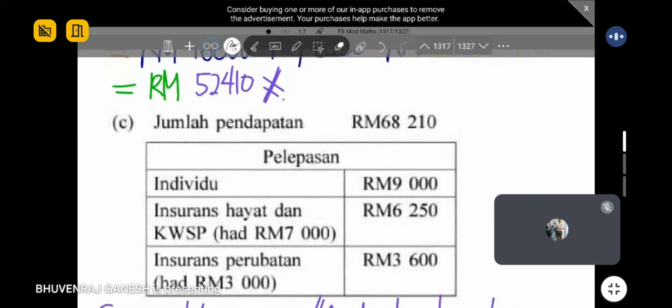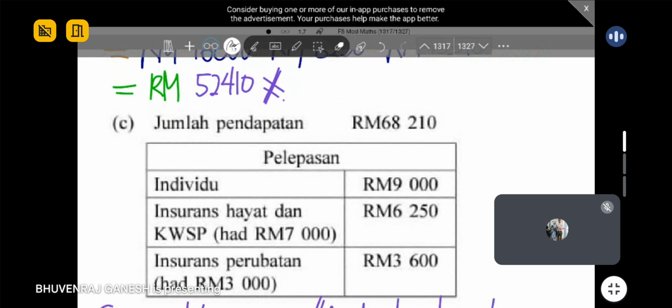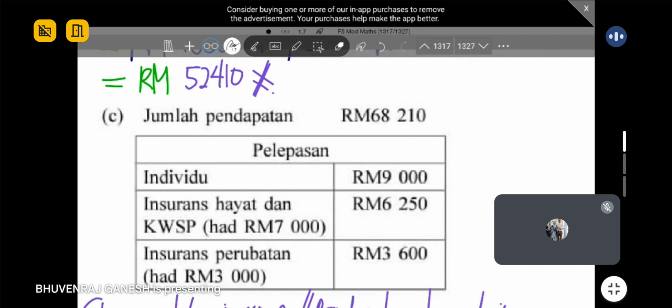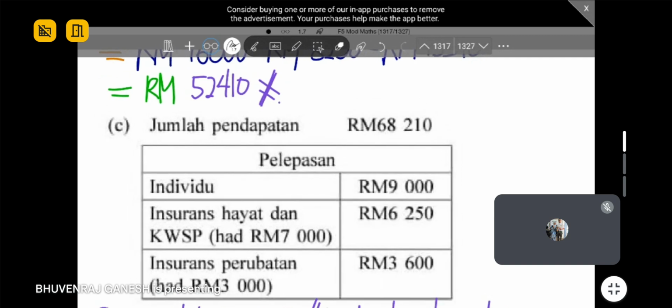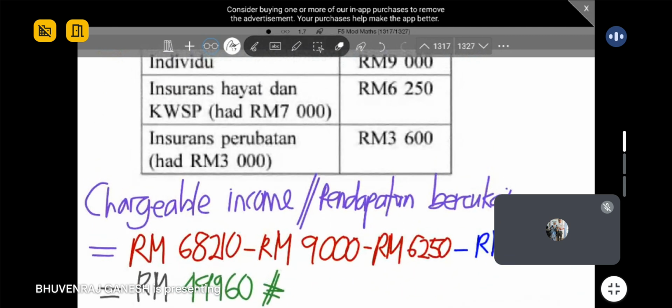Okay. So third type of question. This one is a bit different. So can you all try and see, guys? Soalan macam ni, berapa pendapatan bercukai kamu? What is your chargeable income for this situation? For those who take English, hopefully you understand all the meaning here. It's actually the same. You just need to see income is 68,210. Then you minus all the other values. Okay, let's check and see. Okay, the answer is correct.